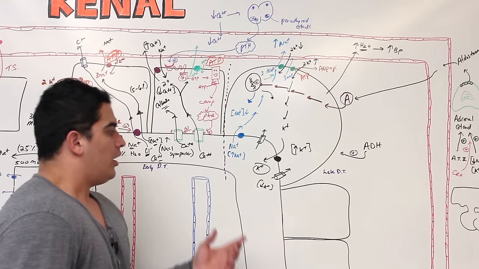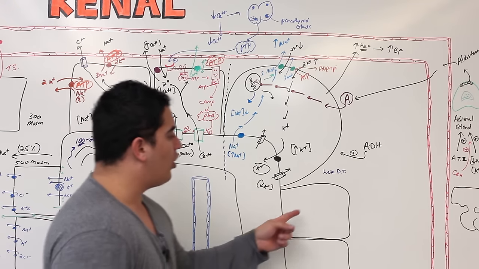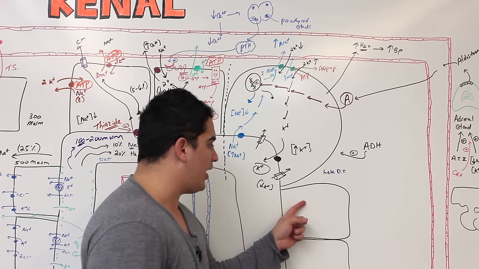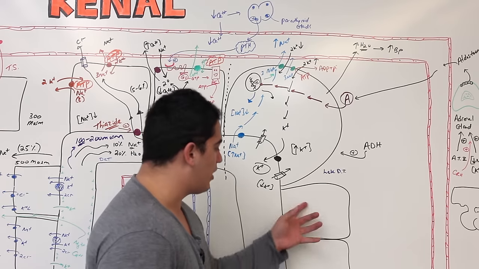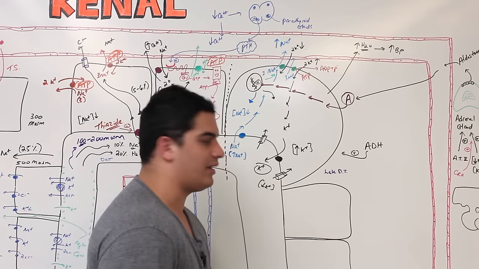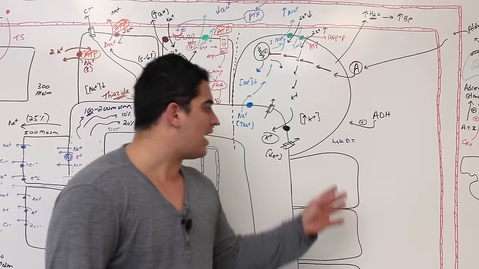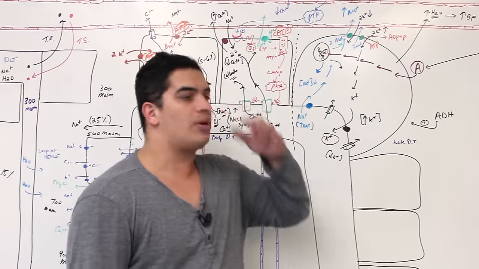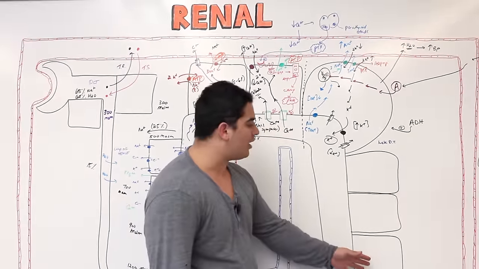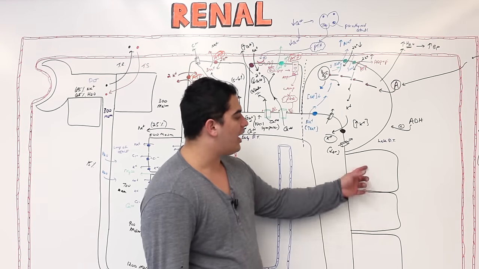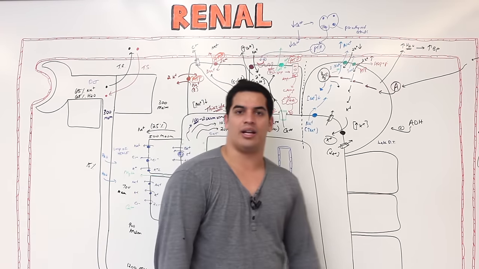Okay. Now what we're going to do is go over these intercalated A cells and intercalated B cells. But we actually should couple this with the collecting duct cells. So we're going to stop this video here, and we're going to go into the next part where we're going to talk specifically about the collecting duct cells, specifically with ADH, and we'll talk about the intercalated A cells and the intercalated B cells.